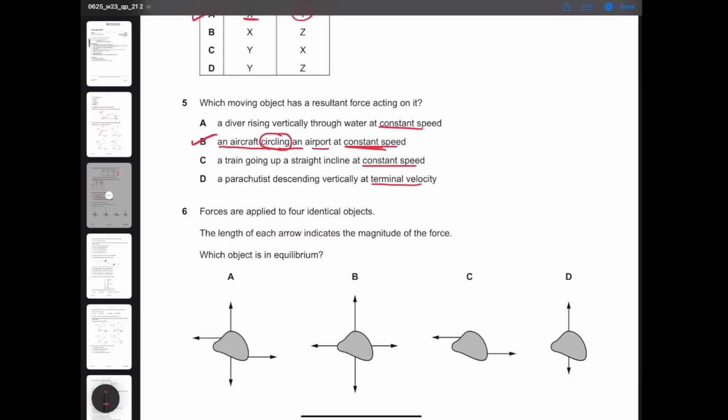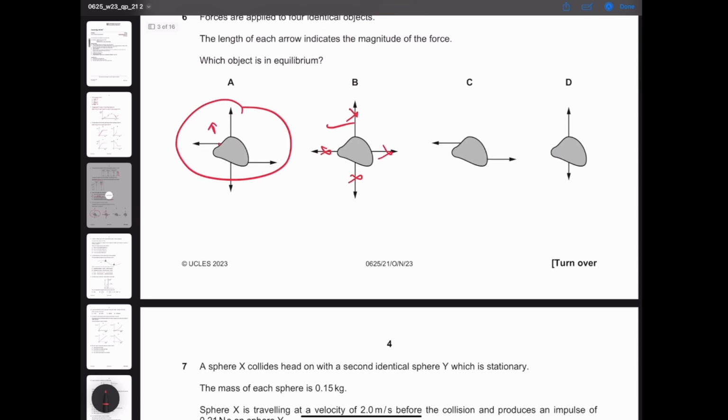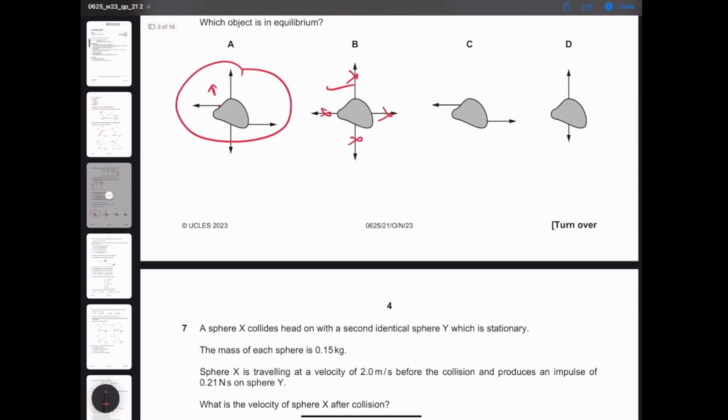Forces are applied to four identical objects. What we need is equilibrium, so each arrow should be in the opposite direction along the y-axis or x-axis, and it should be the same in size. This cancels out, this cancels out. Answer should be B. Why not A? The arrows are aligned differently. The direction is different, so this will more likely rotate the object, not be in equilibrium. And in option D, this arrow is larger and this is smaller, meaning the forces are unbalanced.